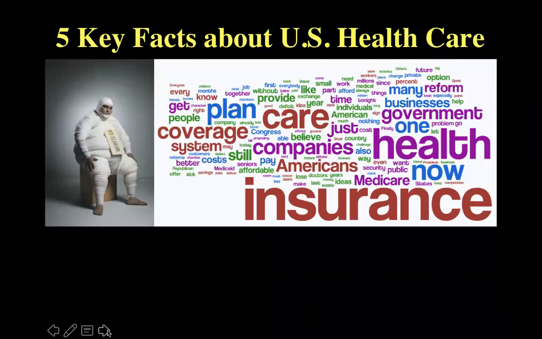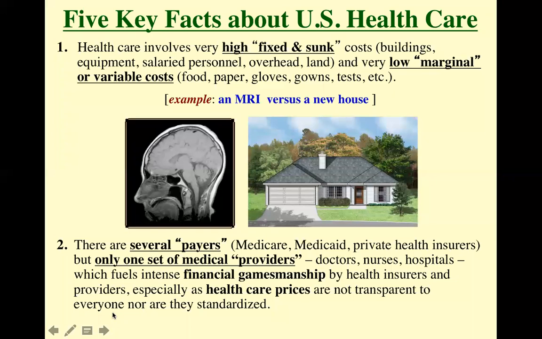Okay. It is complex, and what we need is some entry points to understand the broad outlines. Number one, the first thing to know about US healthcare is that healthcare is different than other parts of the economy. It has really high fixed and sunk costs and really low marginal costs. And that's important, because once you know that, you get why the insurance companies play all these financial games with us, the patients, and the hospitals.